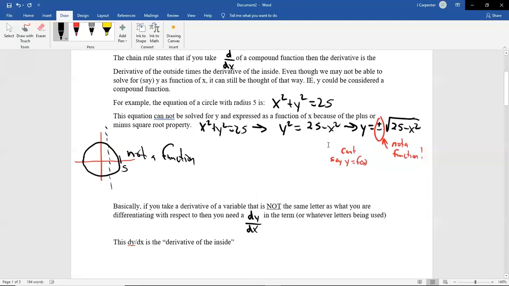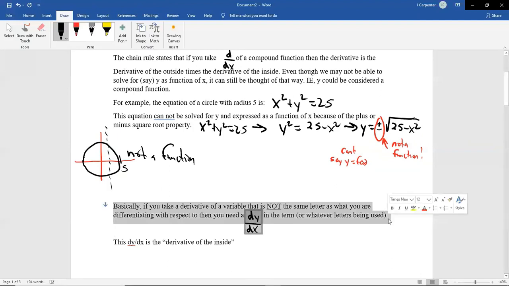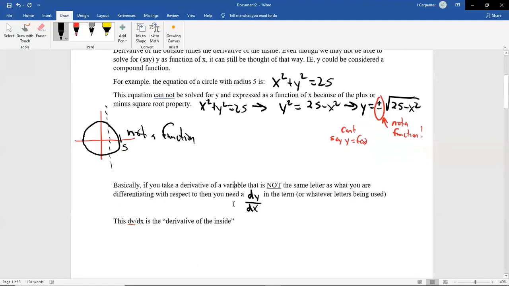So again, all this said and done, the important part is right here. If you're taking a derivative with respect to x, anytime you see a y or a z or an a or a b, you're going to have to throw that dy/dx in, or dA/dx or dz/dx. But whenever you take a derivative of an x term, everything is normal. Okay, example 1.